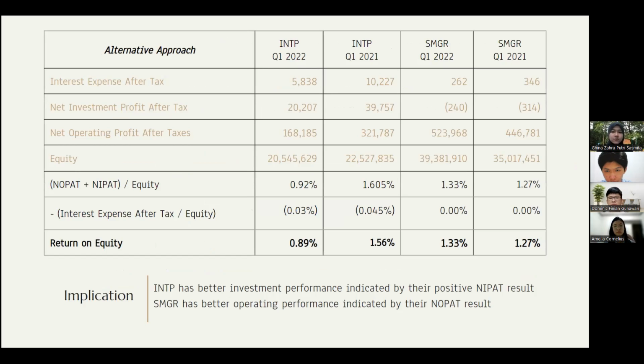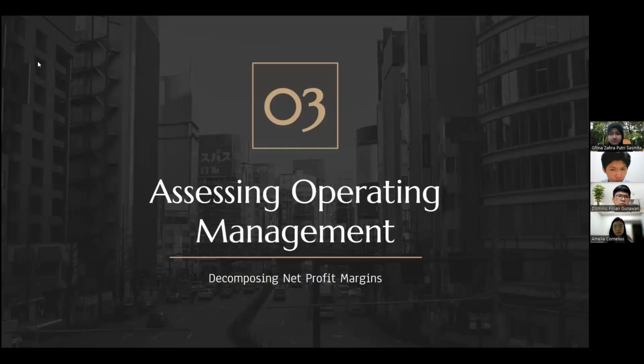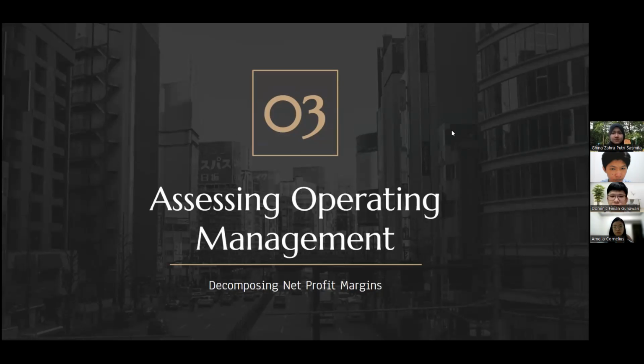The implication from this decomposition is that INTP has better investment performance, indicated by the positive NIPAT result, and SMGR has better operating performance, indicated by their NOPAT result. Next one. I will continue the discussion about assessing operating management through the decomposition of the net profit margins.